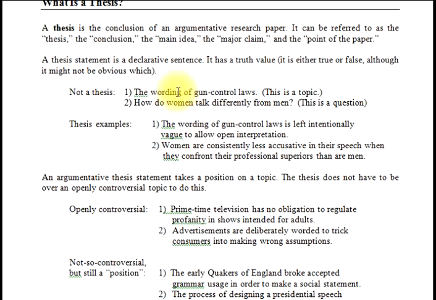The wording of gun control laws. Now, this is a topic. This down here is your thesis. The wording of gun control laws is left intentionally vague to allow open interpretation. Now, this might be a guiding question up here. Your thesis for this would be, women are consistently less accusative in their speech when they confront their professional superiors than are men.